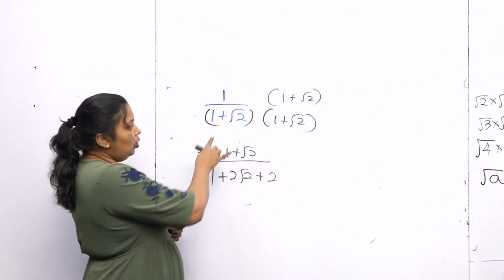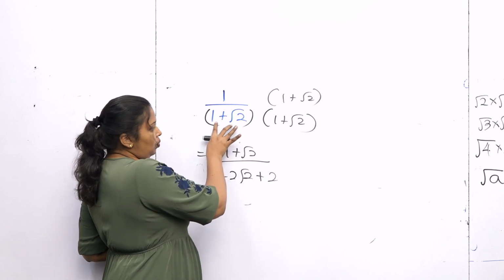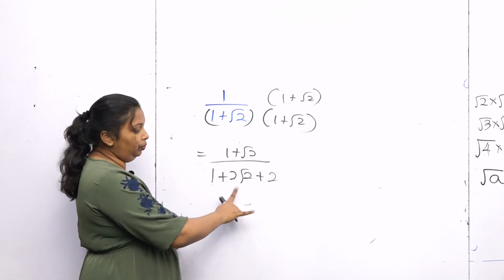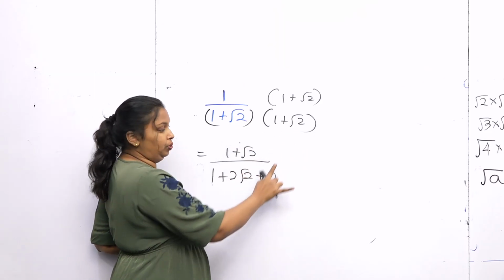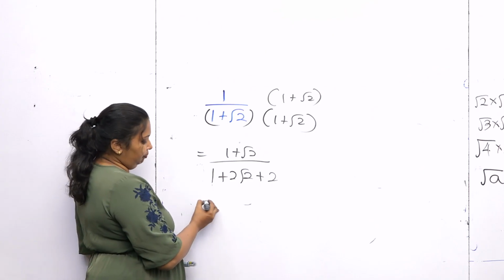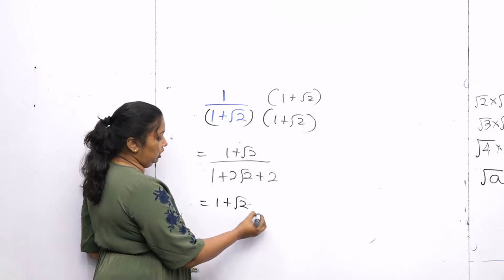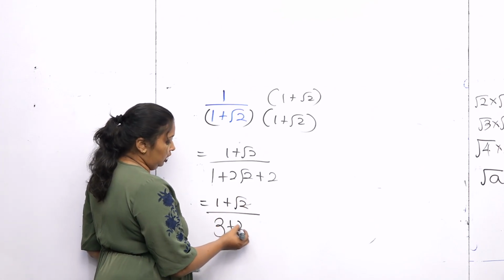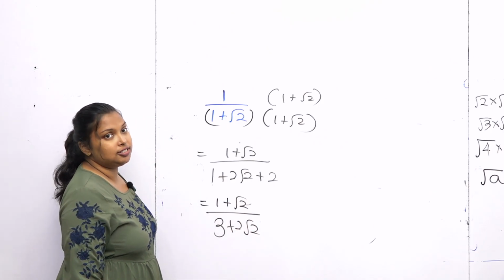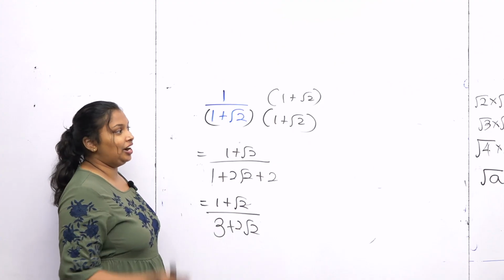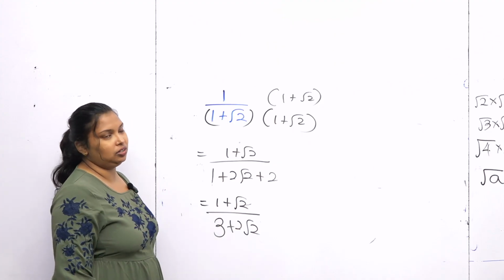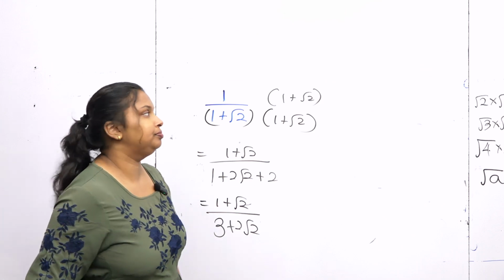Or else, 1 into 1, 1. 1 into root 2, root 2. Root 2 into 1, root 2. Root 2 plus root 2, 2 root 2. Root 2 times root 2, 2. Clear? Right. Now look at what we got: it is still irrational. Still irrational. Clear? Earlier, with a single number, it became rational, but for this one this is not the method. Right? What do you have to do?